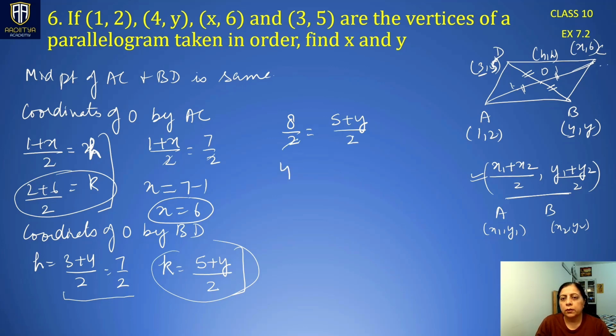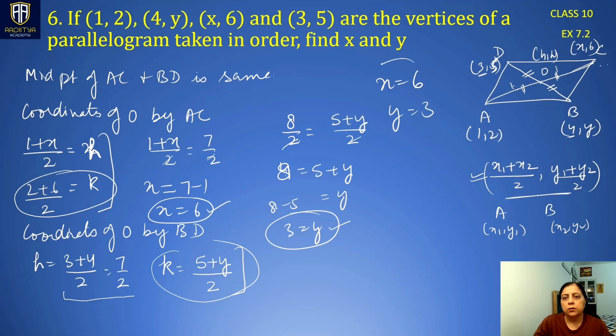You can remove these two. 8 is equal to 5 plus y. So y becomes 8 minus 5, that is 3. So now we have found the value of x as well as y. So x is equal to 6 and y is equal to 3.